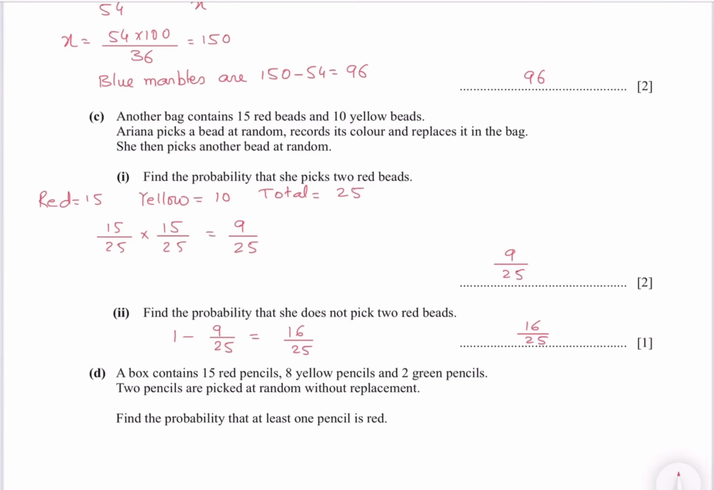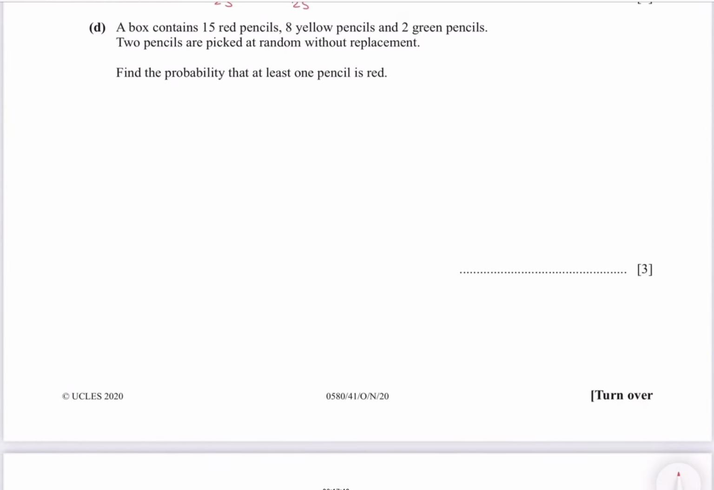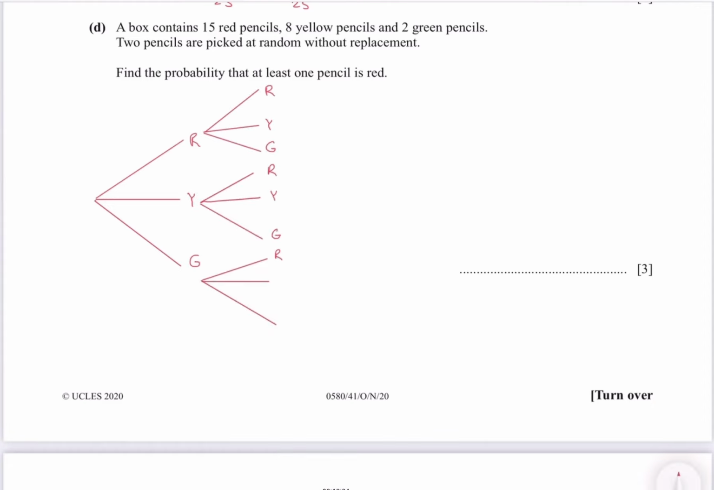A box contains 15 red pencils, 8 yellow and 2 green. 2 pencils are picked at random without replacement. Find the probability that at least 1 pencil is red. So you can make a tree diagram. Red, yellow, green, red, yellow, green, red, yellow, green.